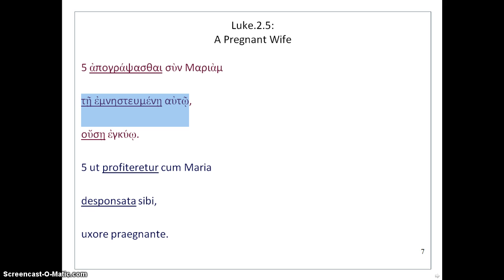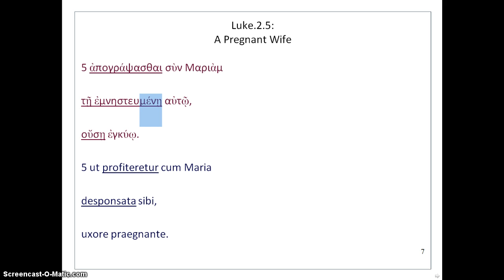In Greek, the participle emnesteumene is derived from the present verb mnesteuo, meaning I betroth. The epsilon prefix indicates a past tense, making this an aorist participle. The passive feminine participial suffix, mene, indicates the sense of being betrothed. Putting it together, we can translate this participle as a relative clause, meaning who was betrothed.